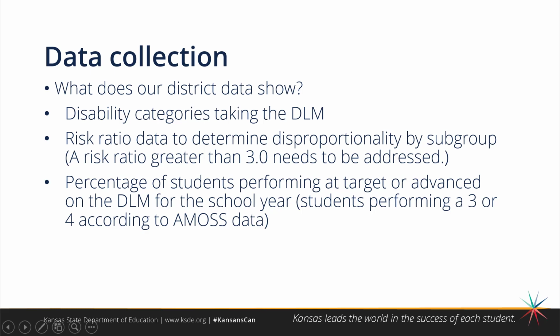The third piece of data that we will be supplying for you is the percentage of students performing at target or advanced on the DLM for the school year. That would be those students that received a 3 or a 4 according to the AMOS data. If you have a large number of students in this percentage, it could be that those students would be better challenged academically if they were taking a general assessment with accommodations.